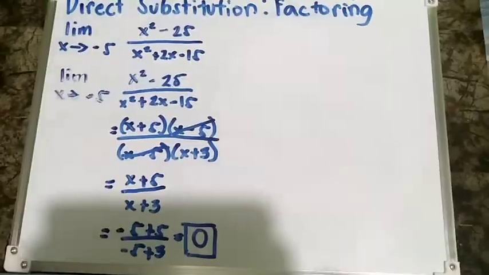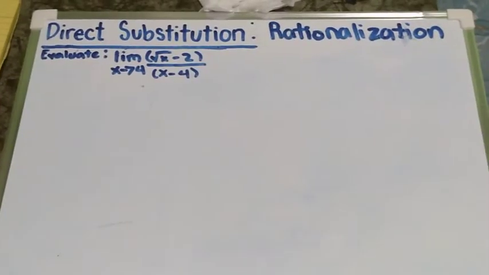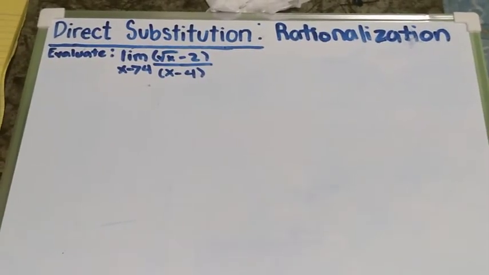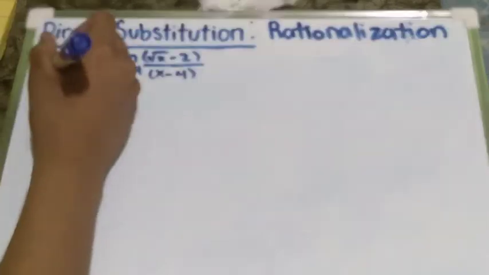So hello guys, this is Professor AJ. I'm going to teach you how to rationalize. Second, Professor AJ will teach you how to evaluate limits through rationalization. The example is the limit of square root of x minus 2 over x minus 4 as x approaches 4.